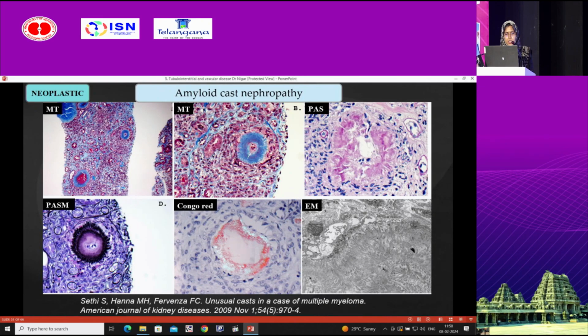Next is amyloid cast nephropathy. There are these tubules which are distended with these casts. These are PAS negative, and on silver stain, they show these peripheral spiculations. And on Congo red, they are congophilic and show apple green birefringence.